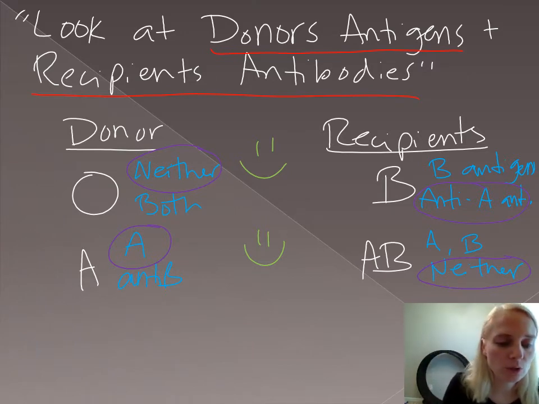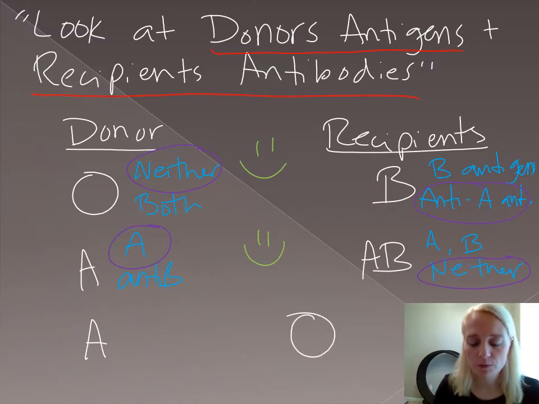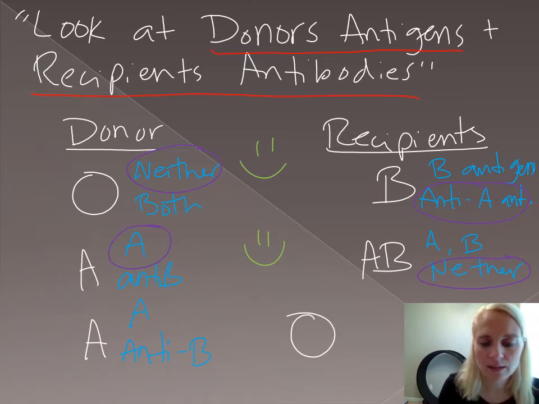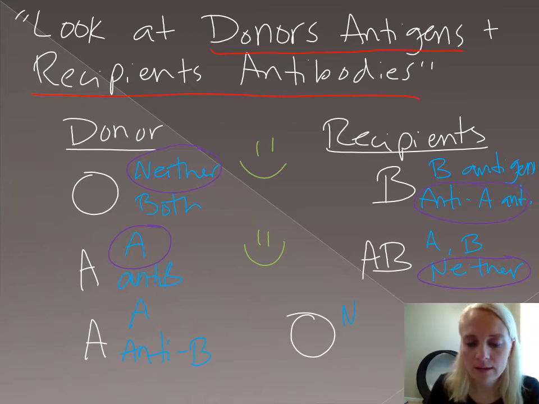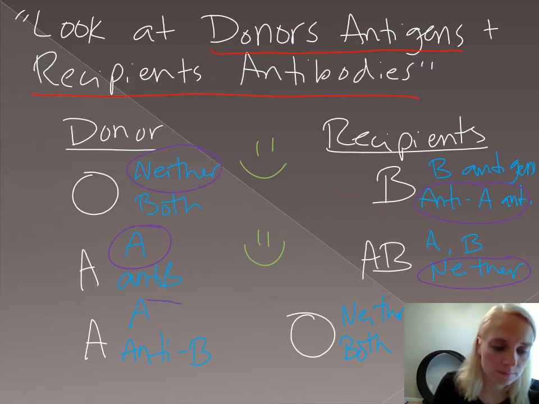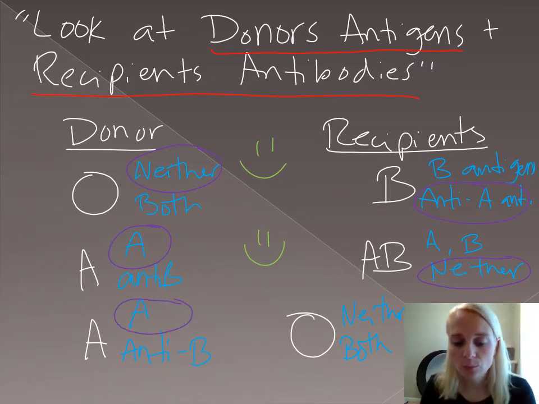What if we were to do B blood? No, we'll do A blood again into O. I gotta move it over because my head's taking up too much space. All right, so let's write down what we know. A antigens, anti-B antibodies, neither antigen, both antibodies. Okay, so let's look at our rules. Look at the donor's antigens, donor's antigens, recipient's antibodies.